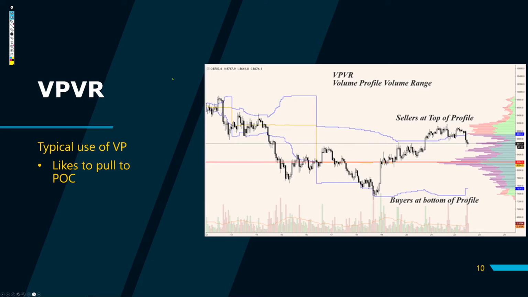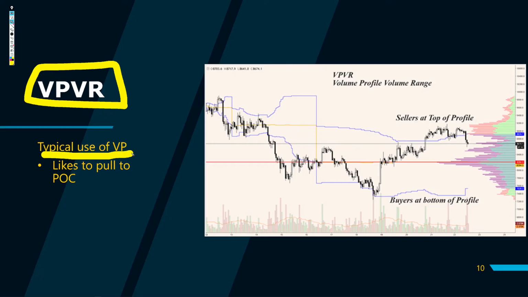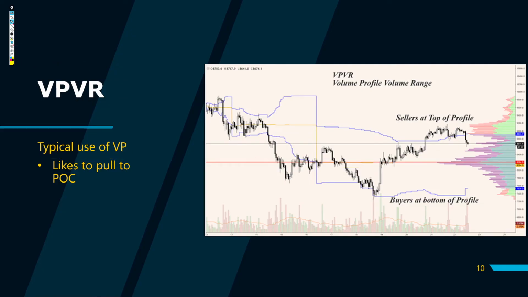Okay, let me skip over to. So the way that most people use volume profile and volume range, VPVR, right? The typical use of VP is it usually comes back to the point of control. When you go under, it likes to pull back up. When you go above, it likes to pull back down. And an example of that is, there's your point of control, that big red line.